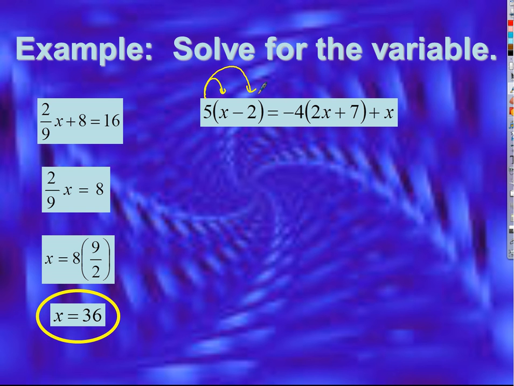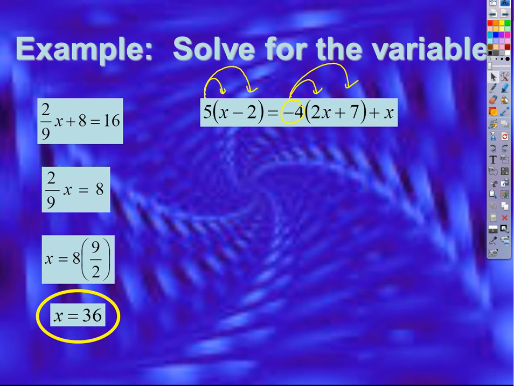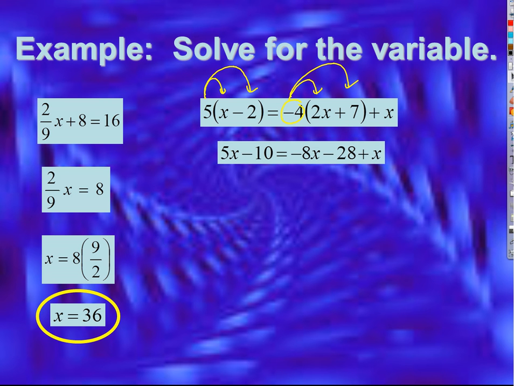Negative 8x, good. So I'm going to distribute the whole negative 4. And then what's negative 4 times positive 7? Negative 28. Okay, good. So there's the first step. We distribute. Okay, that helps. Good. Looking better. Looks a little less messy. It looks simpler, doesn't it? We've simplified a little bit.